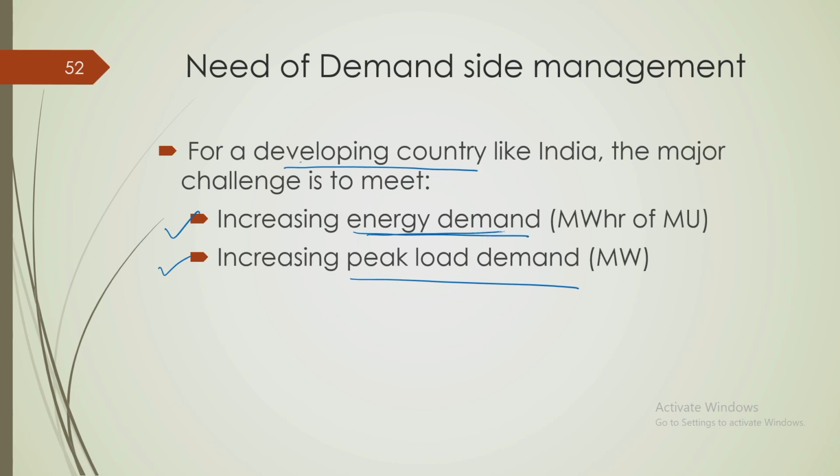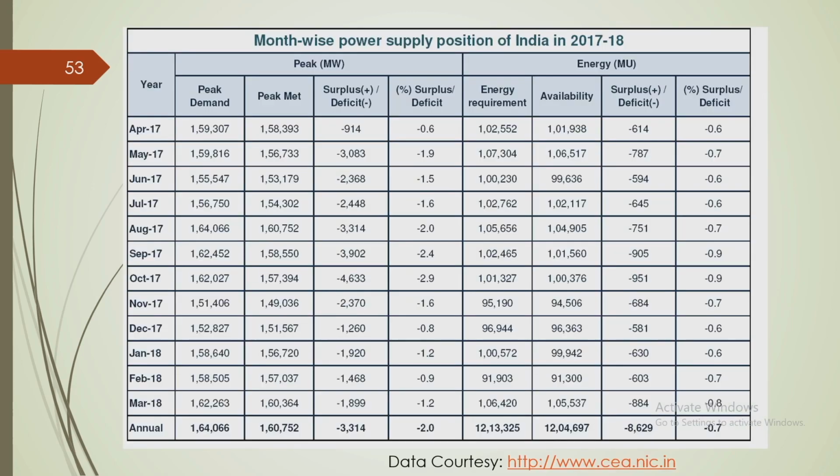If energy demand is measured in terms of megawatt hour or million units (MU), and peak demand is measured in terms of megawatt at the level of a particular country. Now, if I give some statistics, then probably you will be able to understand this better.